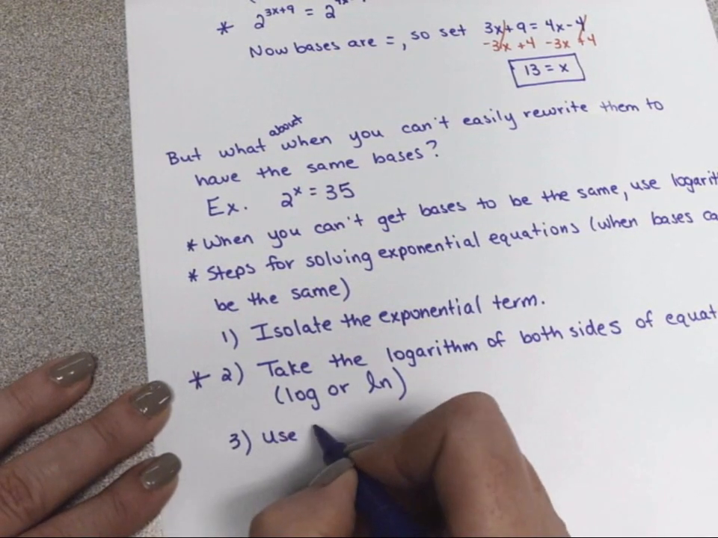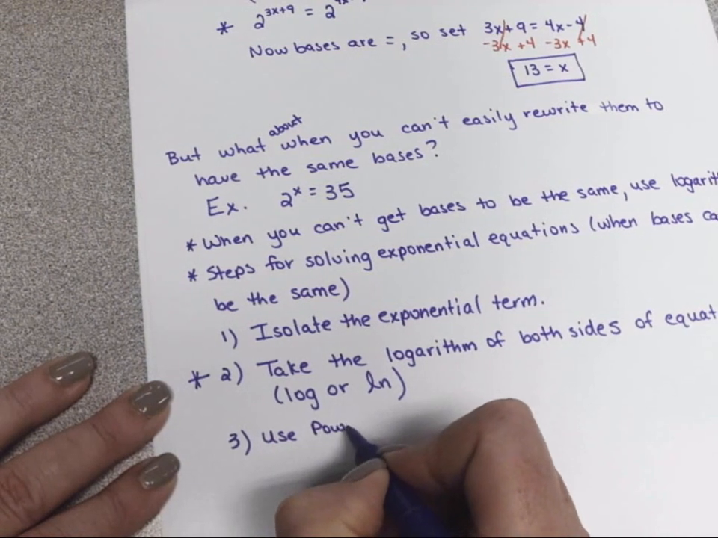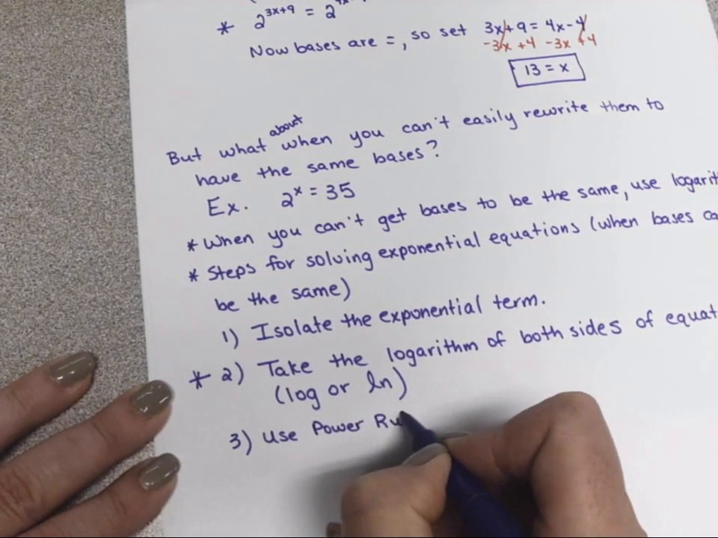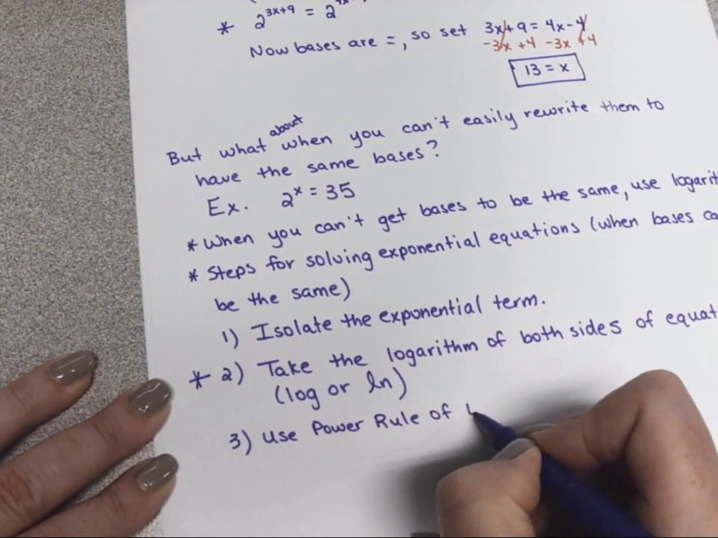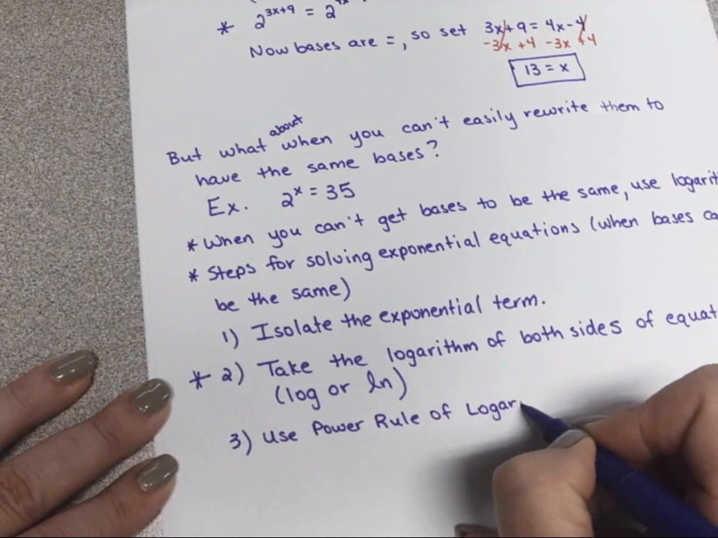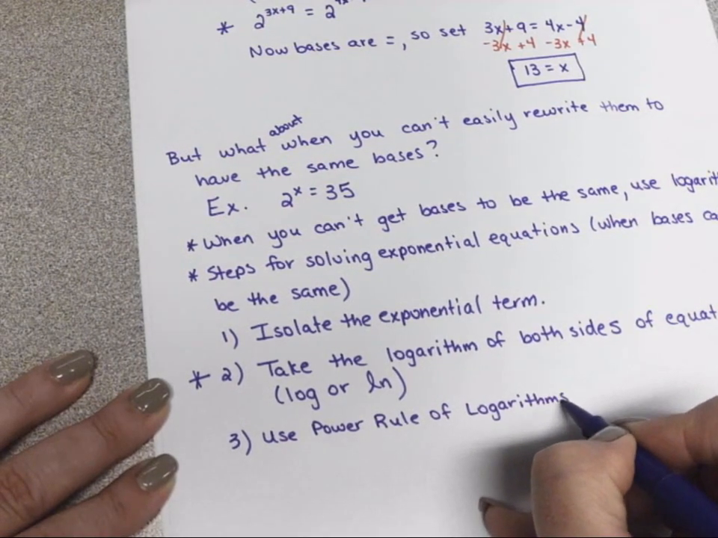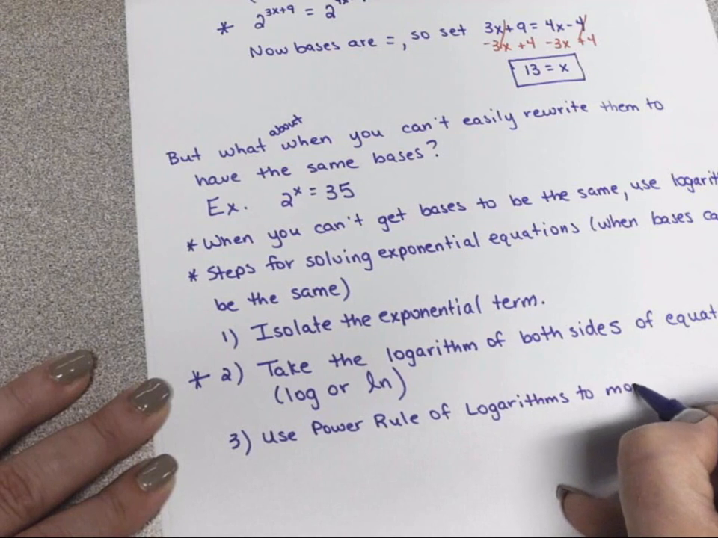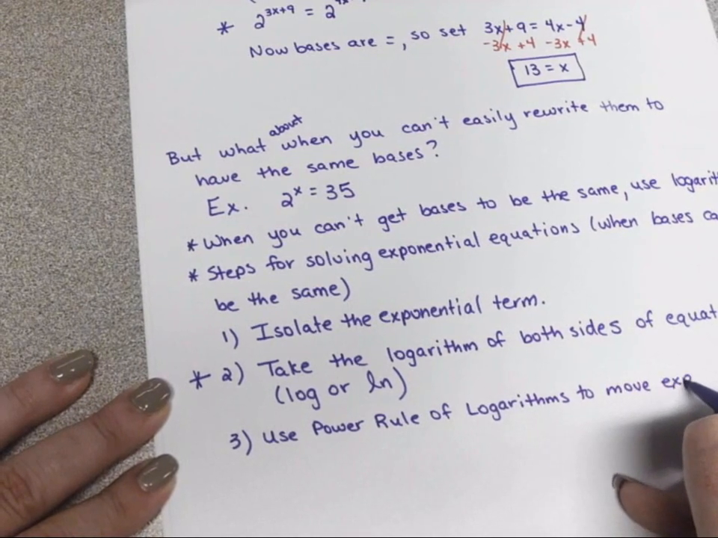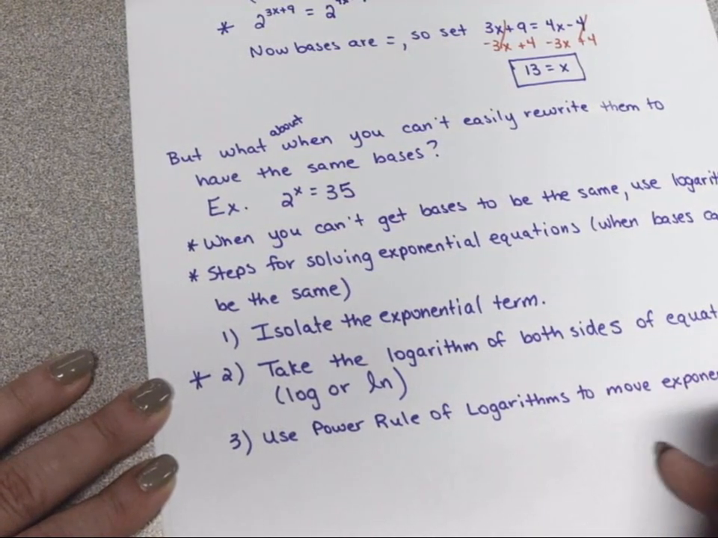So step number 3 is, now that you have a logarithm, you're going to use the power rule that we talked about last week. You're going to use the power rule of logarithms to move the exponent to the front of the term.